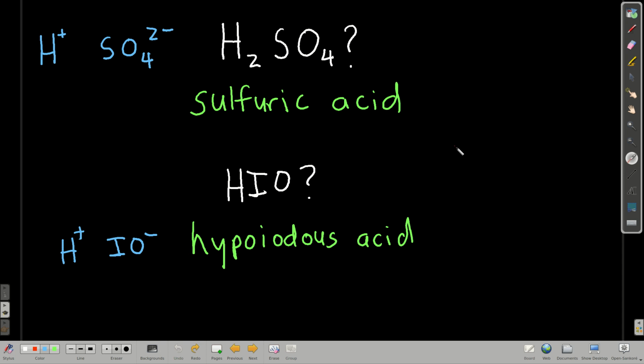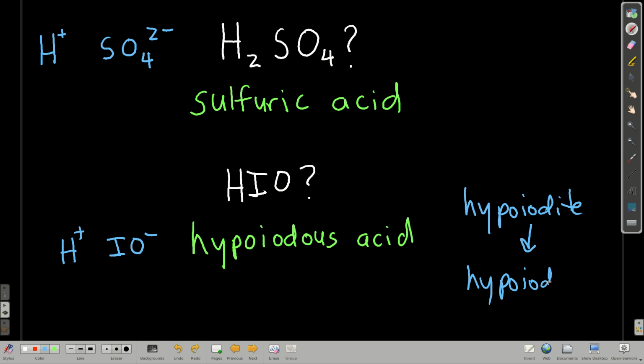And sulfate becomes, remember we add the UR back in, sulfuric acid, and we say the word acid. Here, in this compound, the polyatomic ion is IO-. This is one of the ones in that second table that I asked you to memorize. It's called hypoiodite. I should write these down. Hypoiodite is the name of IO-, and so we change the ITE to OUS, and it becomes hypoiodous, and then we say the word acid, just like that.